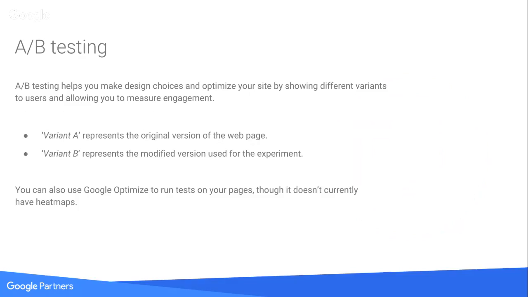To find the most clear and efficient design, you should test the different features and layouts with A/B testing. A/B testing helps to optimize your site by showing different variants to the users. And you can also use Google Optimize to run tests on the different pages, but currently it does not have the heat map analysis.